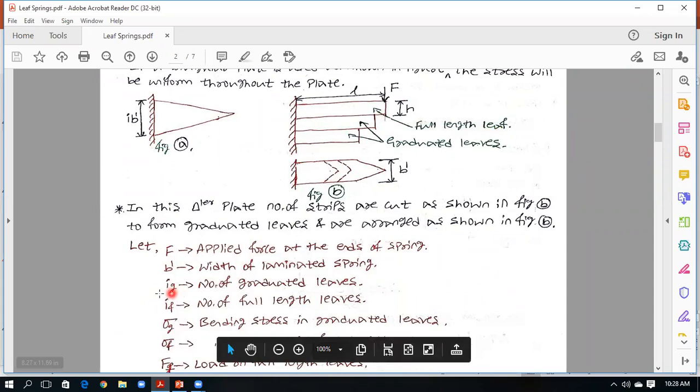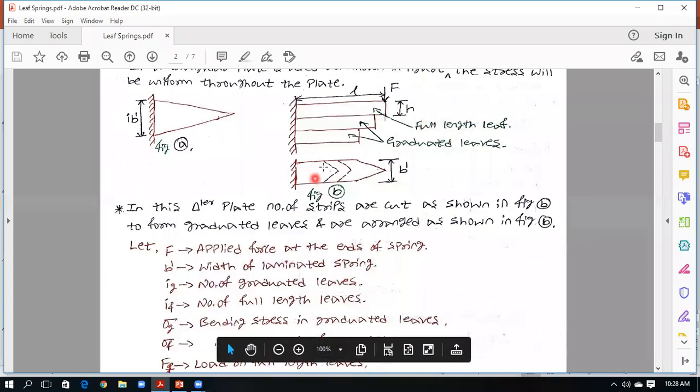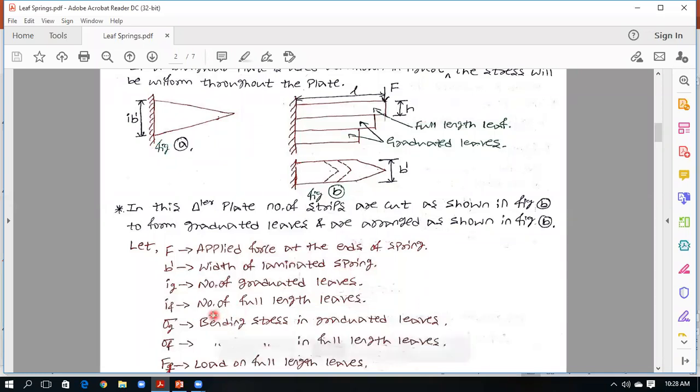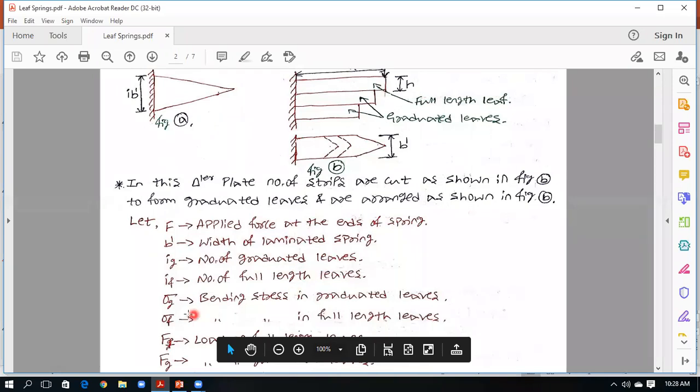Nf is nothing but the number of full length leaves. If you are using it for an SUV, a sport utility vehicle, they will use one leaf, whereas if it is used for heavily loaded trucks or trains, they will go with two or more. Nf is the number of full length leaves, and Ng is how many graduated leaves there are. Similarly, sigma is nothing but bending stress.